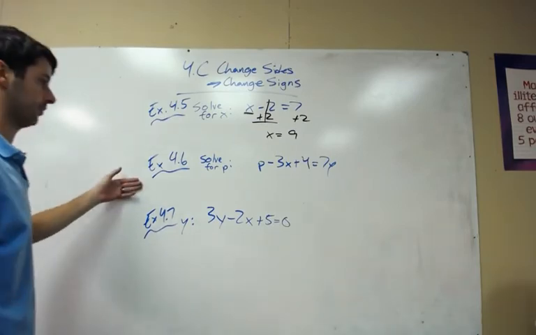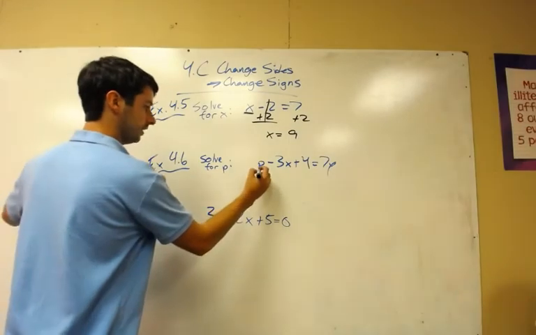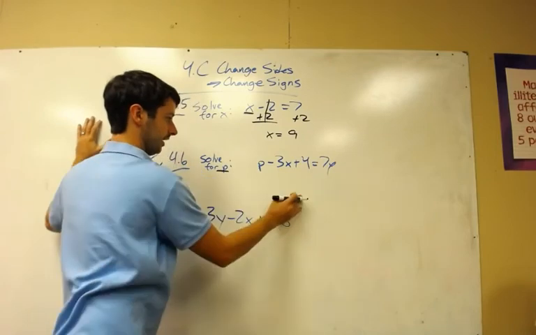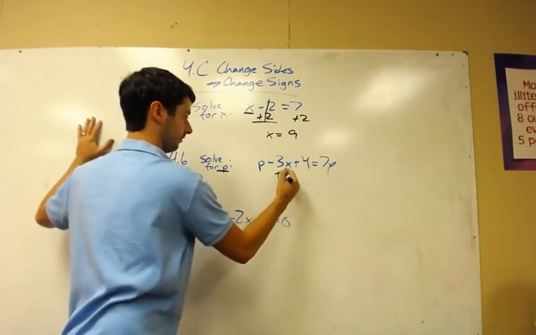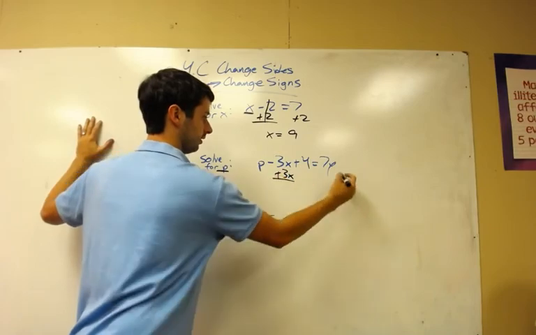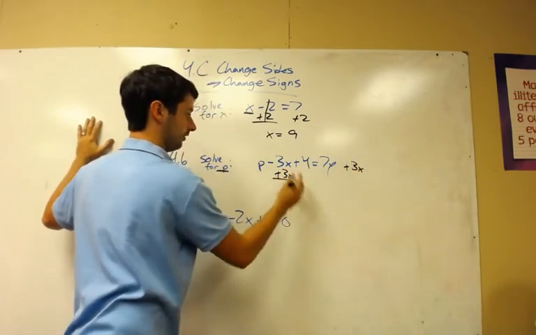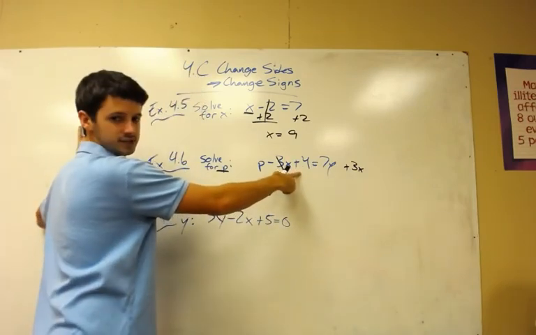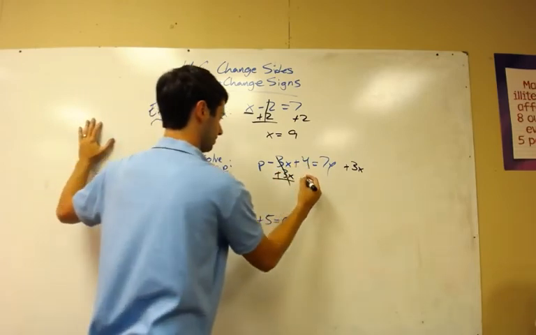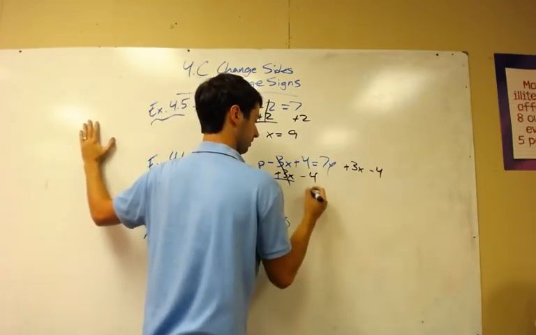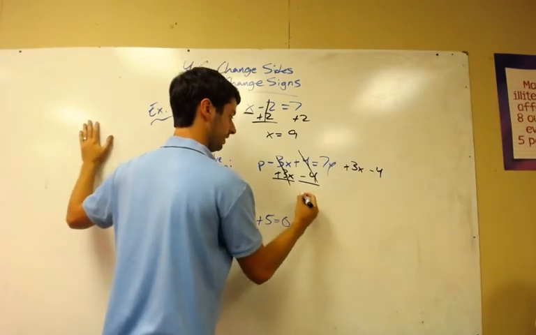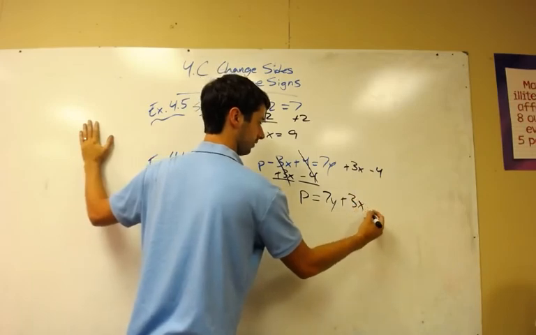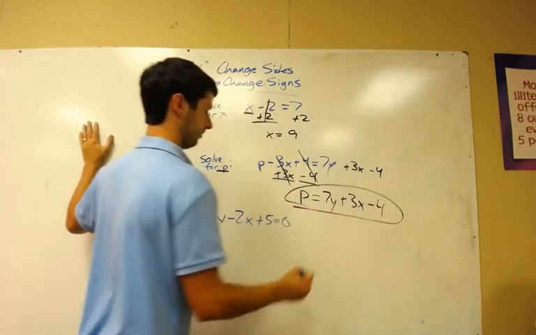Let's do 4.6. This should be really easy. We're solving for p. So we just need to get everything on this side. So to get the negative 3x over here, add it. And those cross out. To get the 4 over here, it's being added. So we need to change the sign to the opposite. Opposite of addition, subtraction. And so you're left with p equals 7y plus 3x minus 4. Bada bing, bada boom. There's your answer.